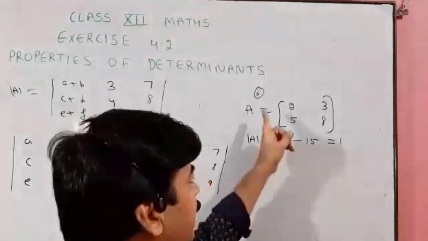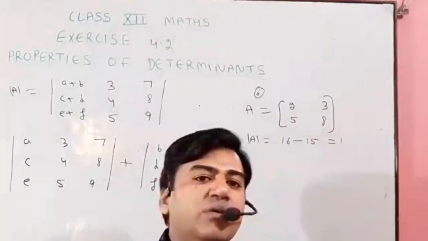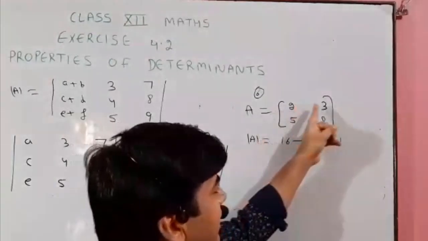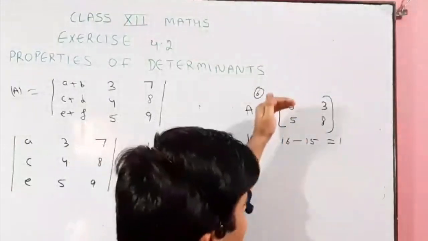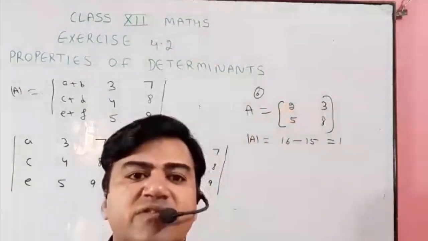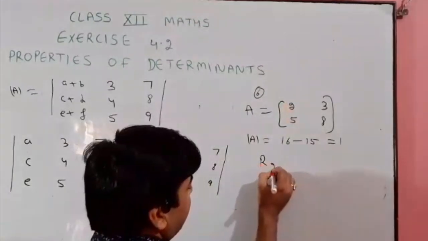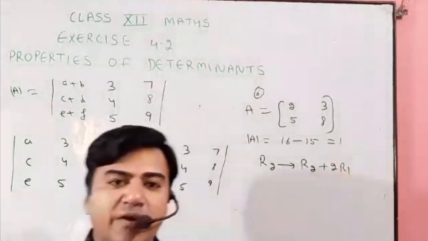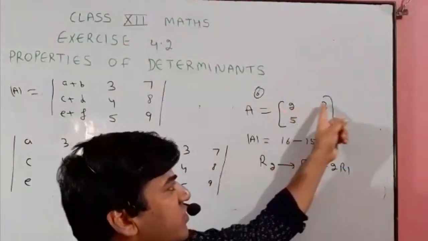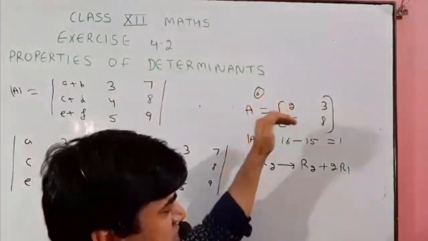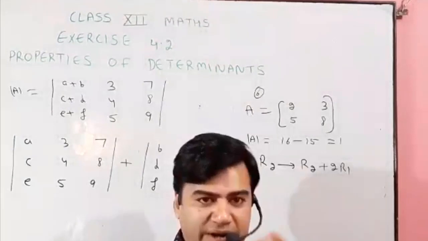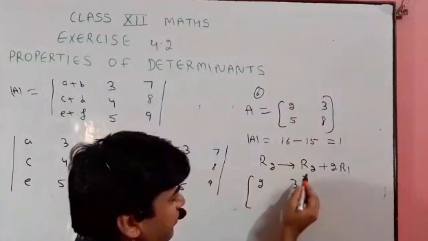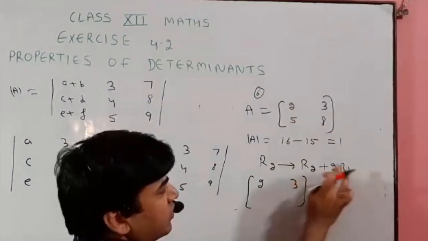The value of the determinant of this matrix is equal to 1. If we multiply this row by 2, no doubt the result will be multiplied by 2. But the property is that if you multiply this by any constant and then add this row to this row, the result will remain the same. Let us convert R2 to R2 plus 2 times R1. First row will remain the same and the second row is R2 changed to R2 plus 2 times R1.